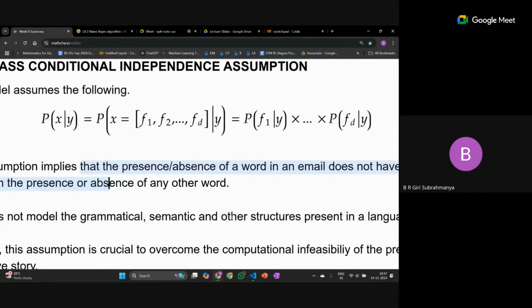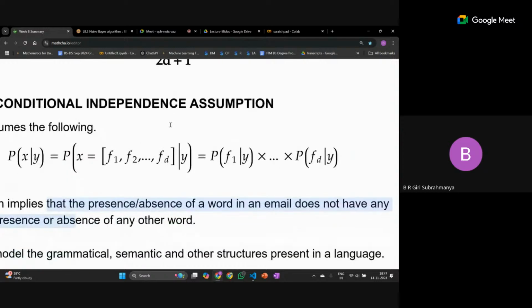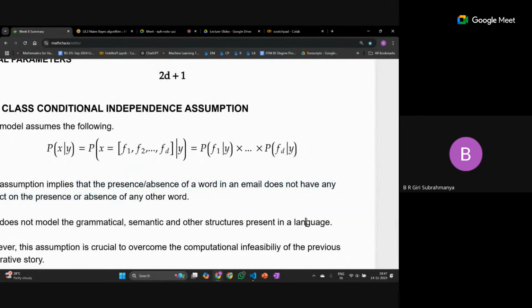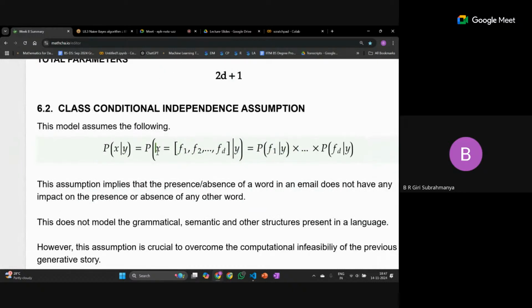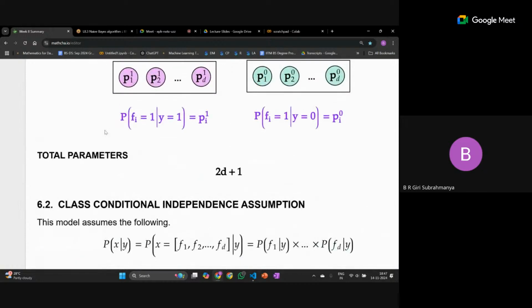The reason is that these are emails, so they are going to be in some language. This language will have some grammar and some semantic structure, and if some word is present, some other word will be present. If some word is not present, then the other word will not be present. Those things are there, but they are not captured here. It does not capture the grammar or the semantics or the context. So that is the issue of this model.